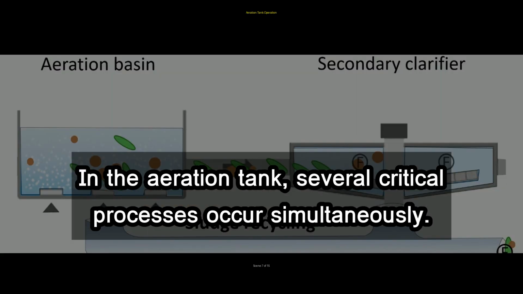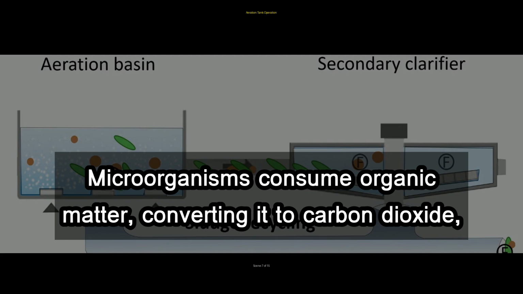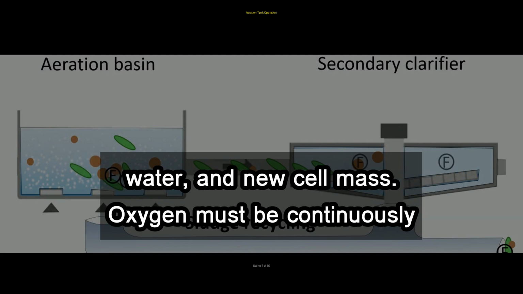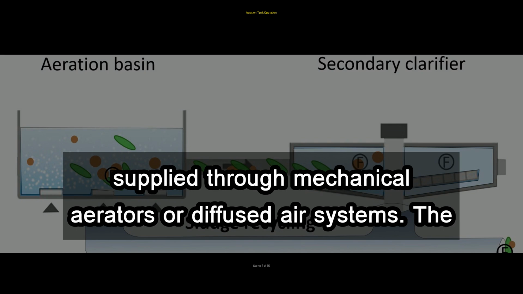In the aeration tank, several critical processes occur simultaneously. Microorganisms consume organic matter, converting it to carbon dioxide, water, and new cell mass. Oxygen must be continuously supplied through mechanical aerators or diffused air systems.